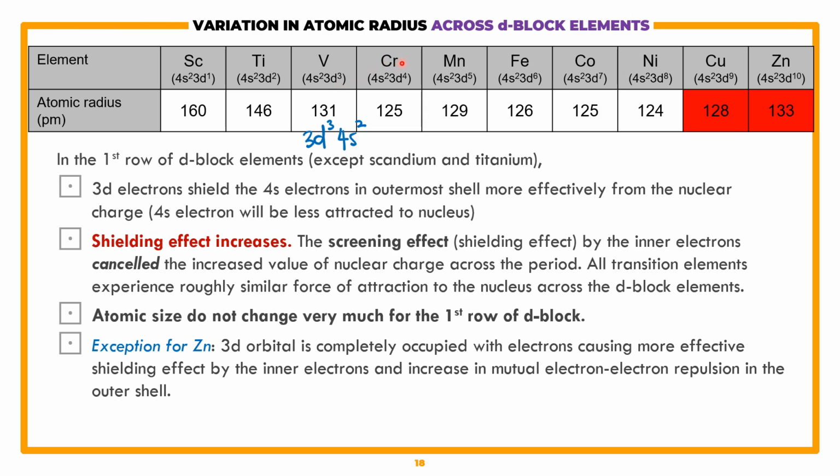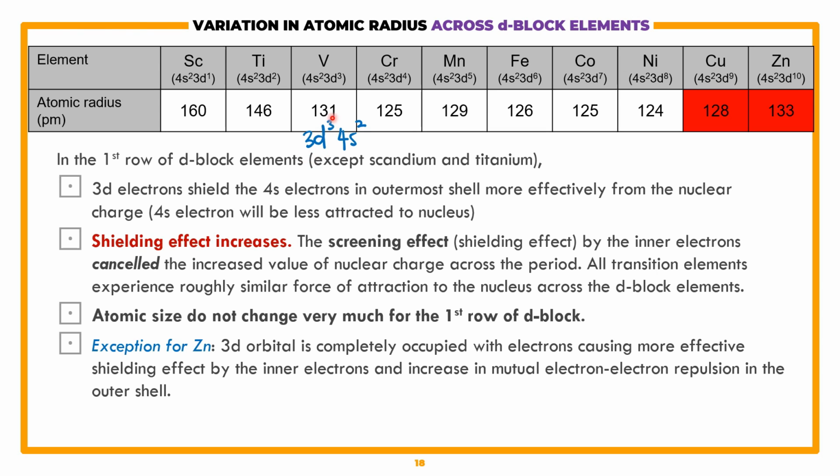nucleus. According to Aufbau principle, whether in chromium, manganese, ferrum, cobalt, nickel, copper dan zinc, semua elektron akan diisi pada 4s dahulu dan selebihnya akan diisi ke dalam 3d. So di sini kita akan nampak penambahan of elektron pada d orbitals in these transition metal atoms.